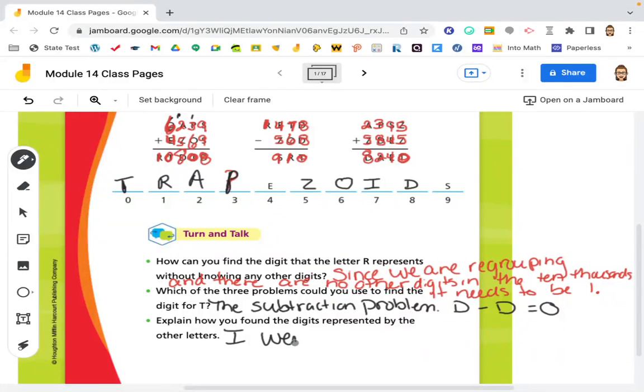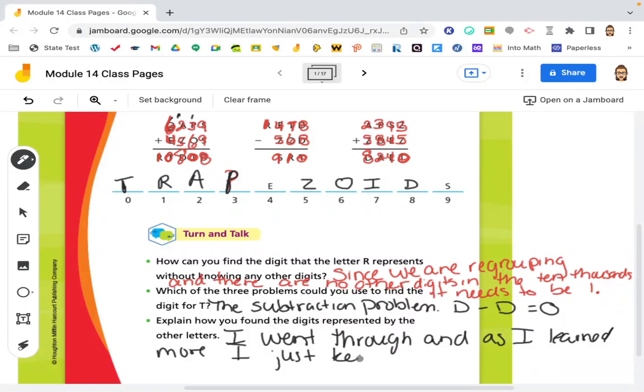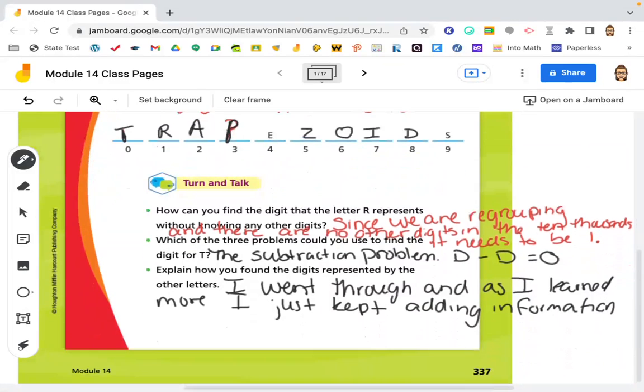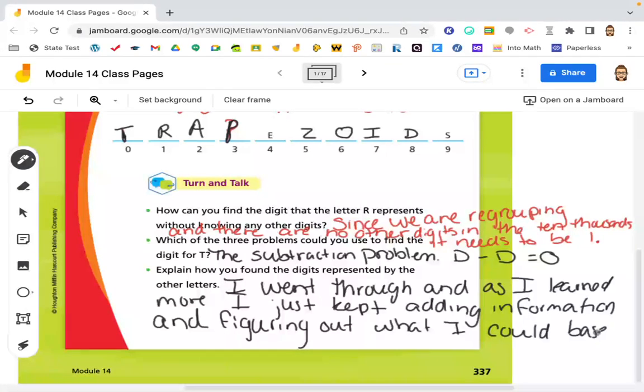See, I went through and as I learned more, I just kept adding information and figuring out what I could based on that information.